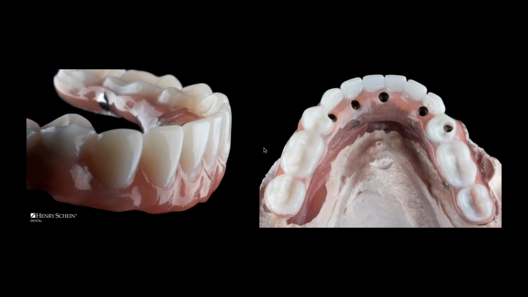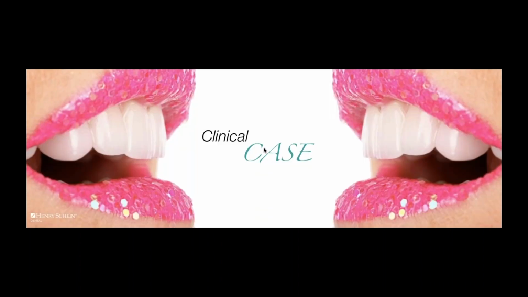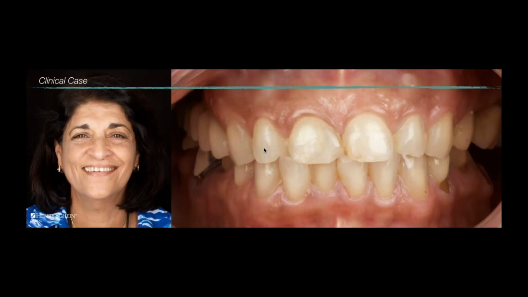So let's take one last case, which is a clinical example, and this is where we tie it all together, where we're using CBCT, we're using intraoral scanning from diagnosis to delivery. Our patient comes in, she's got a worn dentition. We're going to be rehabilitating the maxillary and mandibular arches. We started with the maxillary arch, and we start with a smile design.